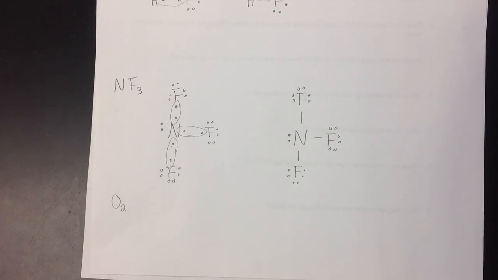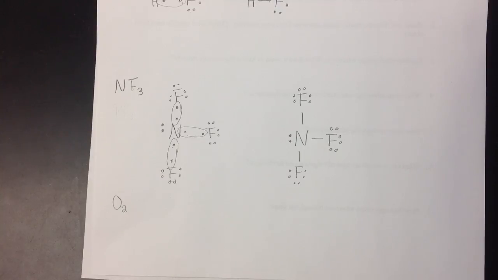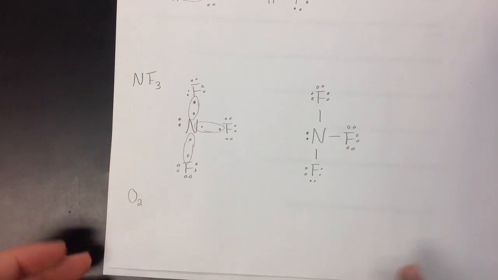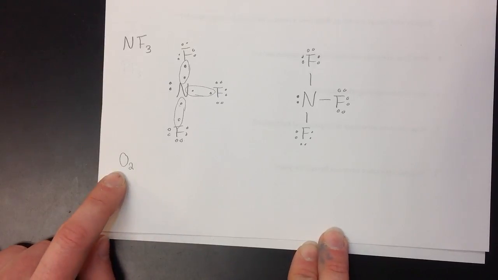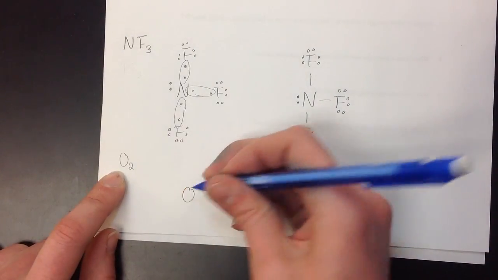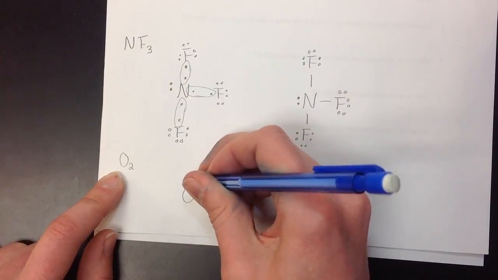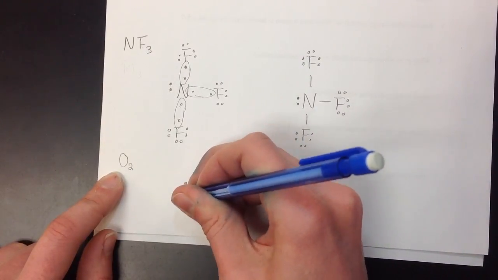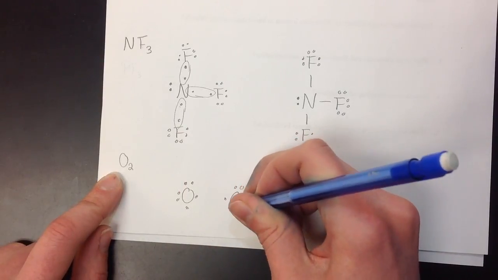We're looking at just one line between each of these elements in order to share one pair of electrons. There are some examples where you need to share more than just one set. One example would be O2. Oxygen is in group 6. Each oxygen has 6 electrons: 1, 2, 3, 4, 5, 6. 1, 2, 3, 4, 5, 6.